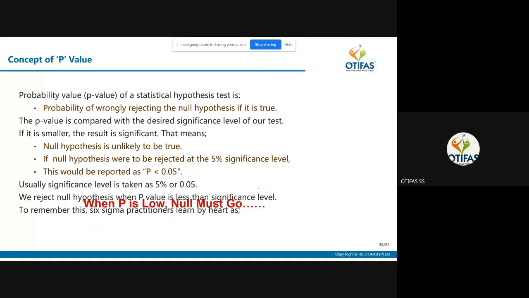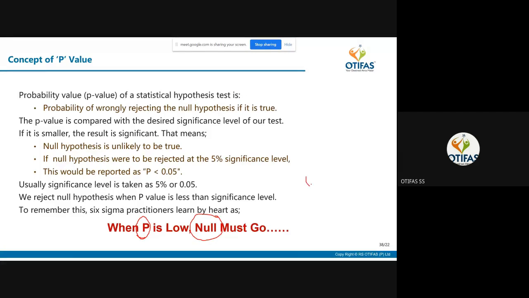So in Six Sigma, we use this to remember: when P is low, null must go. That means when P is less than 0.05, which is the standard we use. It is said to be a 95% confidence level. I should have more than 95% confidence to take a decision. If my confidence is more than 95%, that means my significance risk is less than 5%, which is 0.05. Then I can reject the null.